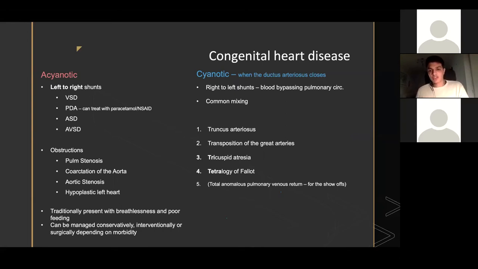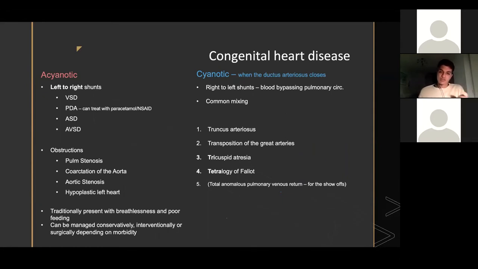So 3 is tricuspid atresia. If you've got tricuspid atresia, you are relying on blood shunting across the foramen ovale or an ASD, across the atria to get to the systemic circulation. It misses the lungs because it can't get from right atrium to right ventricle, and 3 for tricuspid. And then 4 is for tetralogy of Fallot. We'll talk about tetralogy, it's a really interesting condition, later.